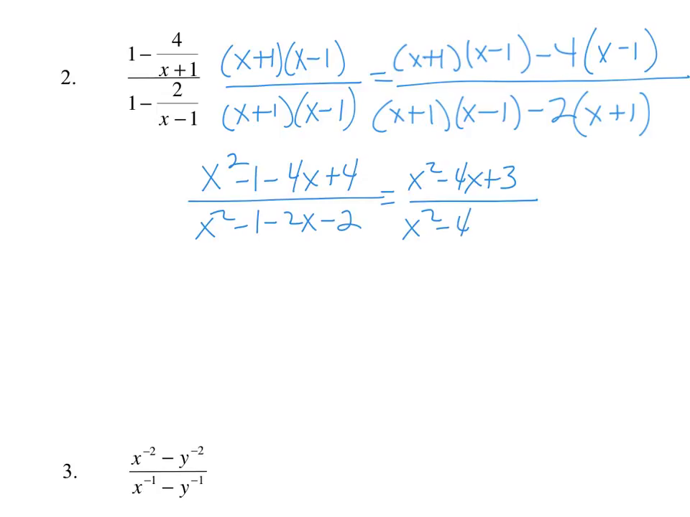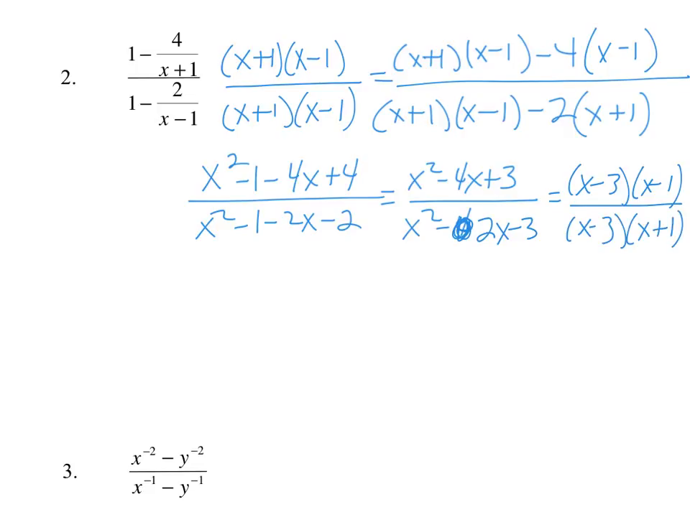Oops. Let's see if I can figure out how to erase that. Okay, so I can't figure out the erase tool, but I do know I get x squared. We'll just cross that out. Minus 2x minus 3. And when I factor that, I get x minus 3, x minus 1, all over x minus 3, x plus 1. Obviously, I can do some canceling here, and I end up with an answer of x minus 1 over x plus 1, which is a whole lot simpler than what I started with.